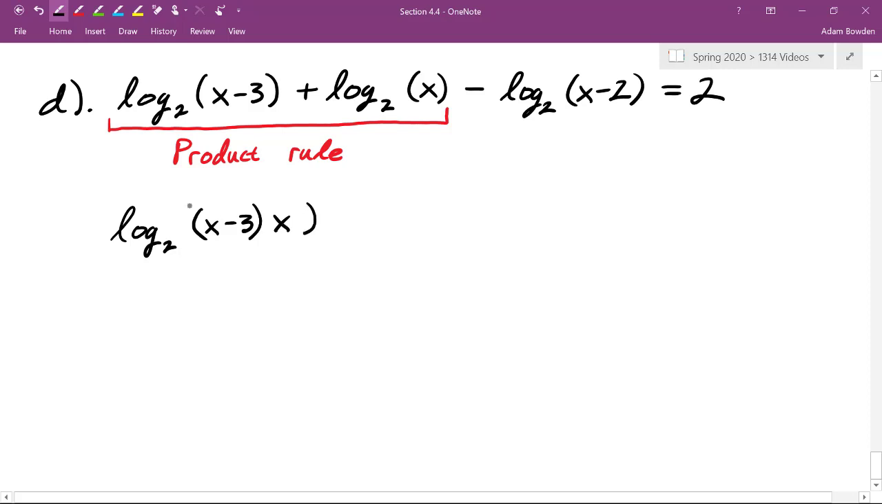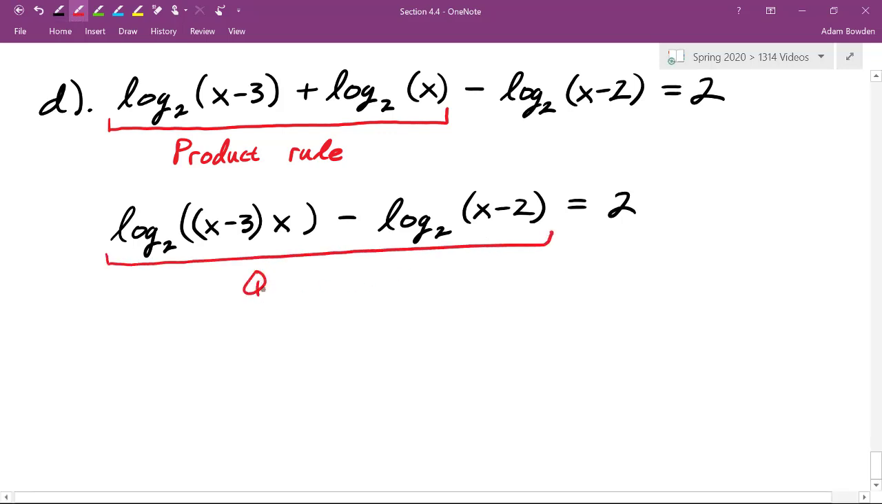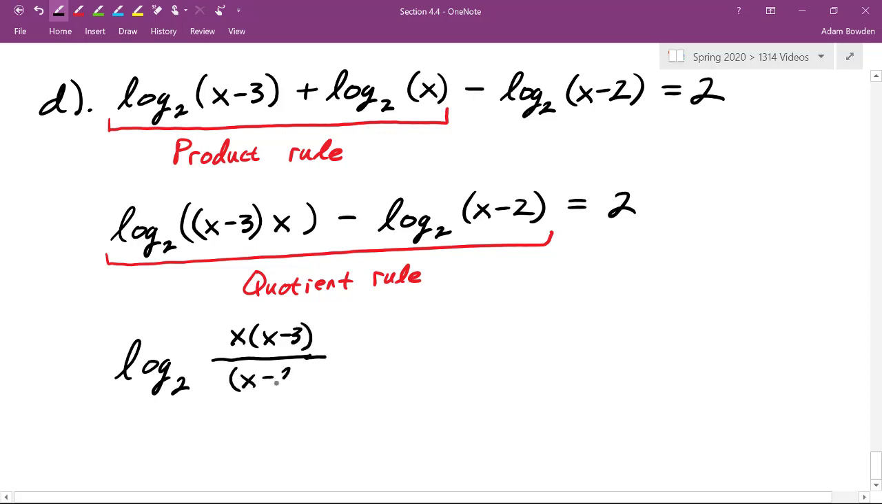And then that's minus log base 2 of x minus 2 is equal to 2. Now since these are subtracted logarithms, we can join those together with the quotient rule. And the quotient rule joins them back together with division. So up on top we'd have x minus 3 over x minus 2 is equal to 2. Now what I'm going to do is convert this into exponential form.